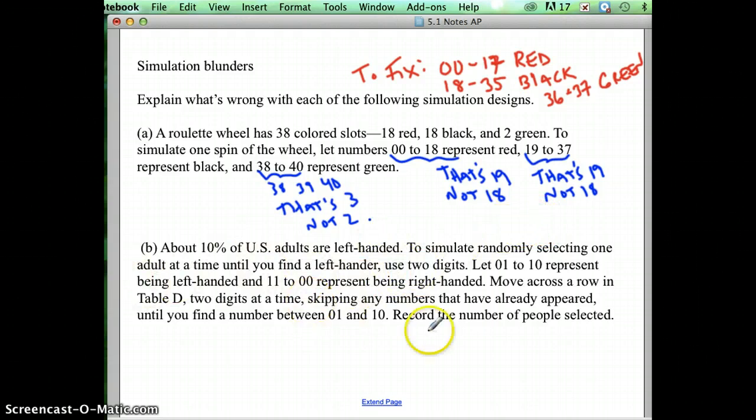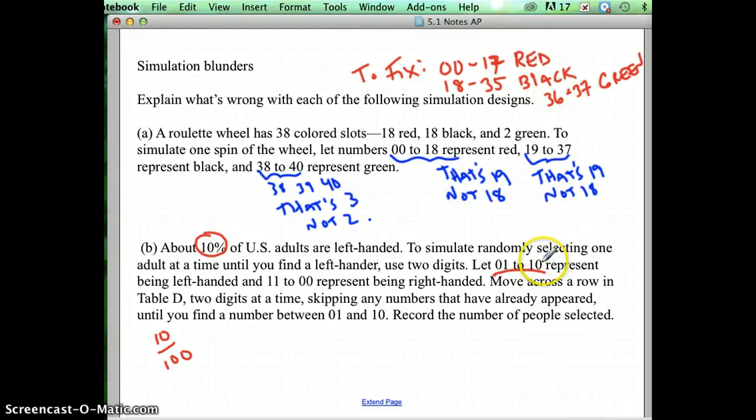Okay, part B. About 10% of US adults are left-handed. To simulate randomly selecting one adult at a time until you find a left-hander, use two digits. Let 0, 1 to 10 represent being left-handed, and 11 to 0, 0 represent being right-handed. Now here's what you need to know about this whole 0, 0. Sometimes people use 0, 0 as 0, and sometimes people use 0, 0 as 100. So in this case, 0, 1 to 10, first of all, 10%, that would be 10 out of 100, right? So 0, 1 to 10 is 10 numbers.